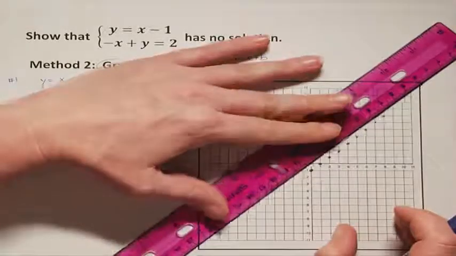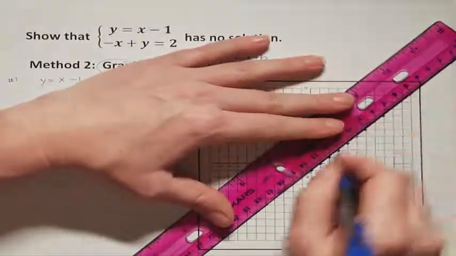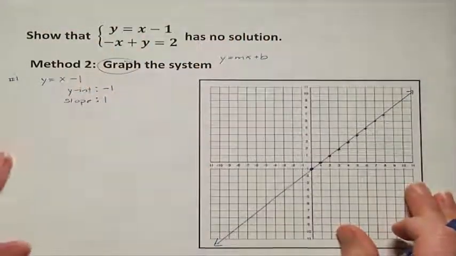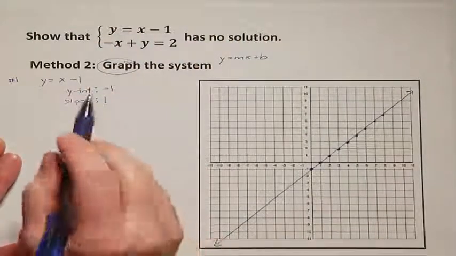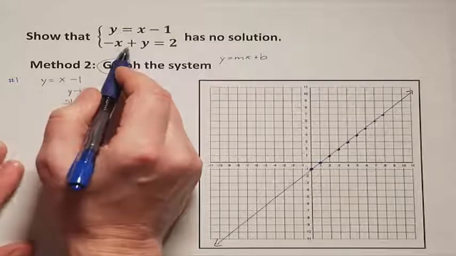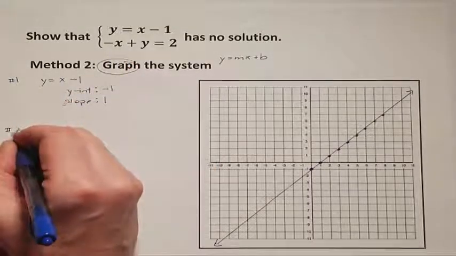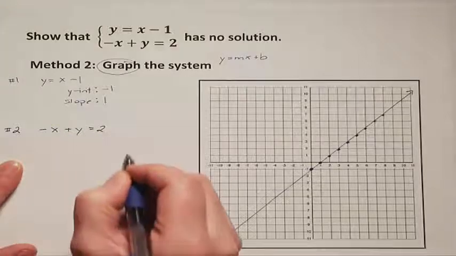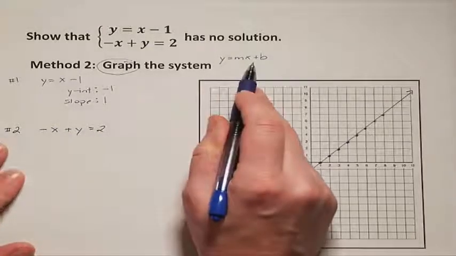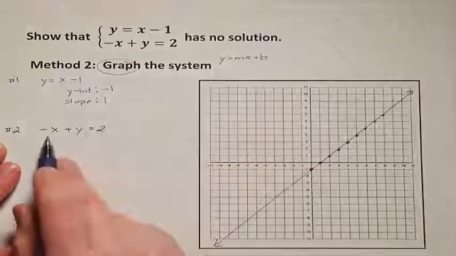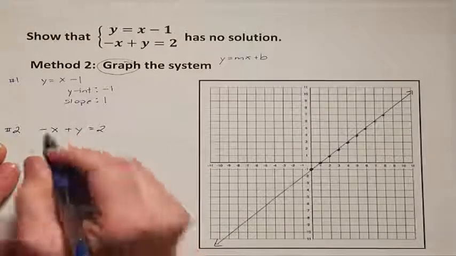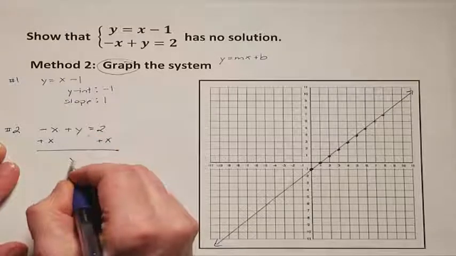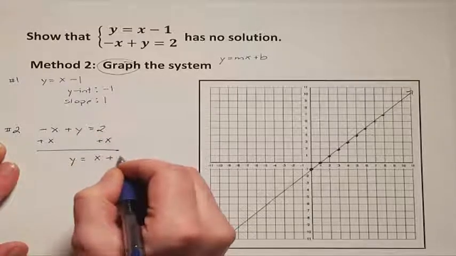Grab your ruler, connect your points. Remembering, you need arrows on both sides. So that's line number 1. We need 2 lines because there are 2 lines in our system. Line number 2 is the equation -x plus y equals 2. It needs to be in y equals mx plus b form to be graphable. It's not in y equals form, so I need to add x to both sides. y equals x plus 2.